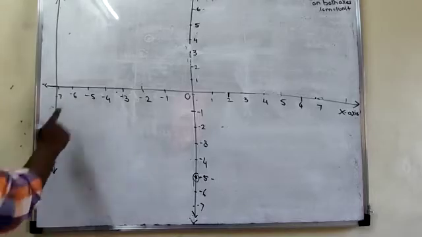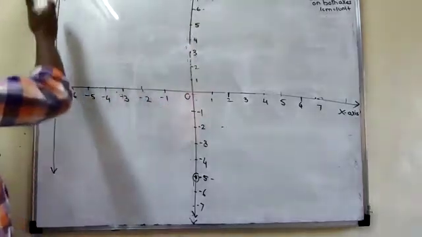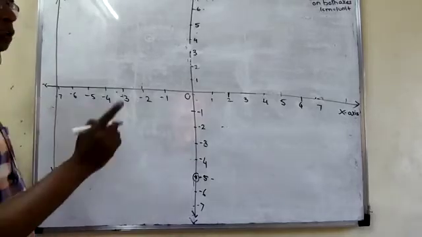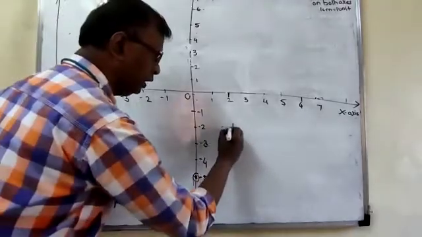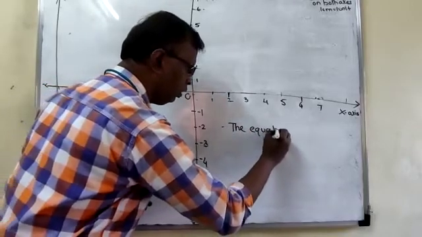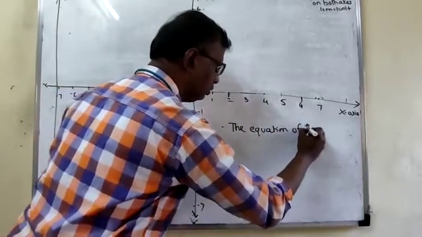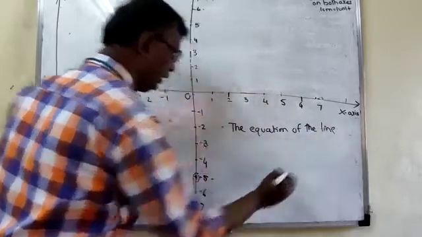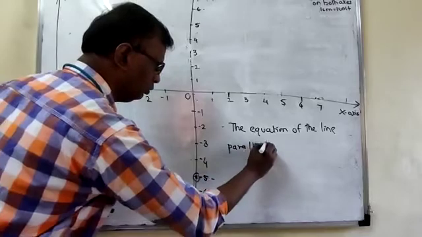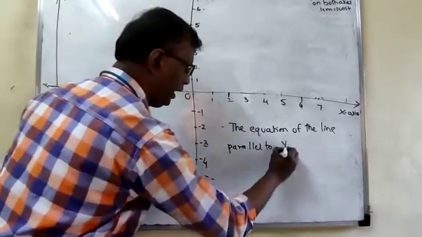Okay. So now see the question. This line and these lines are parallel to which axis? Y axis, at a distance of what? 7 units. Now what is the answer? We have to write the equation. So I am writing the equation on the right hand side of the graph. The equation of the line, this line parallel to which axis? Y axis.